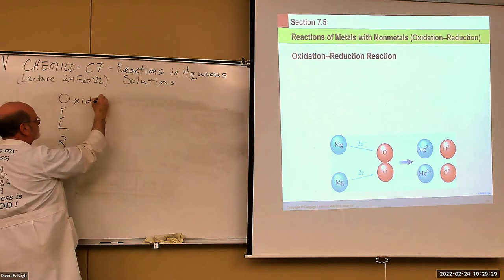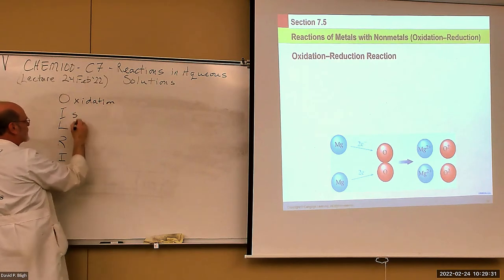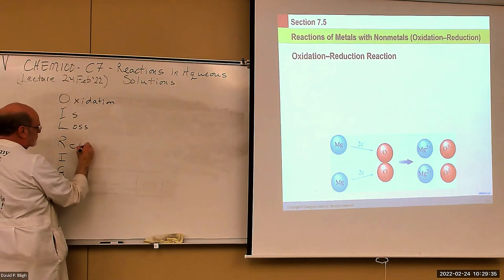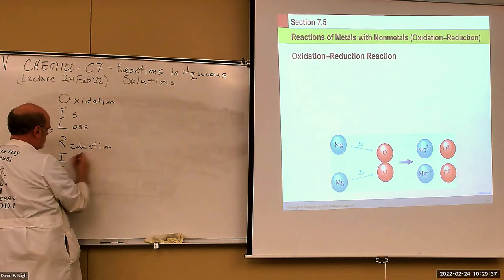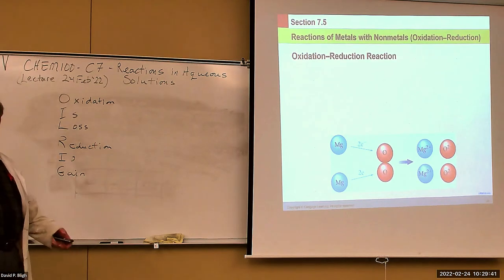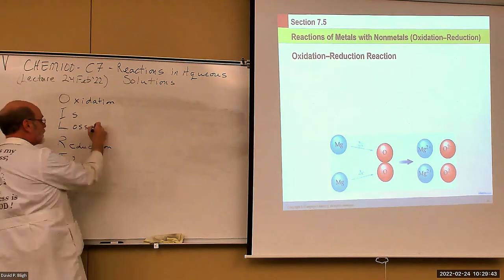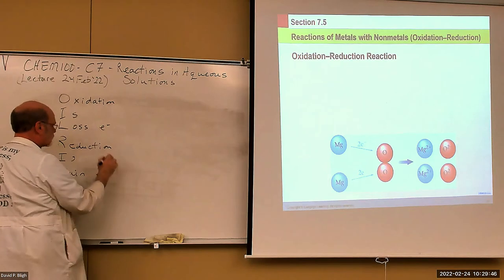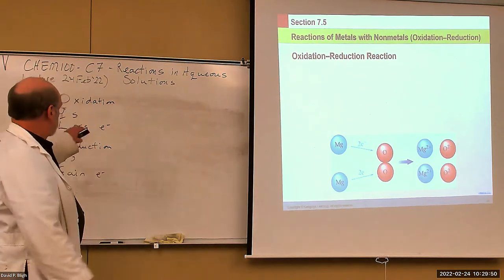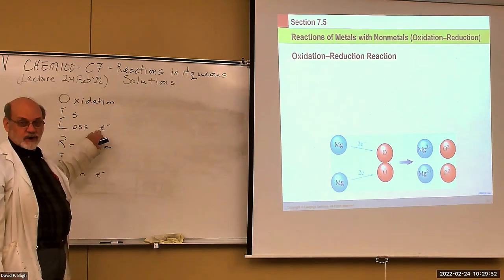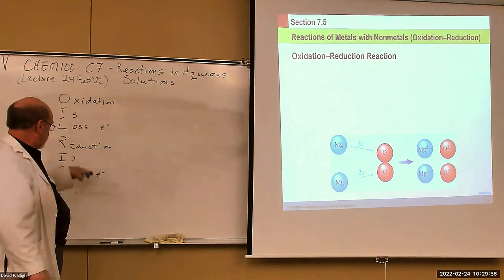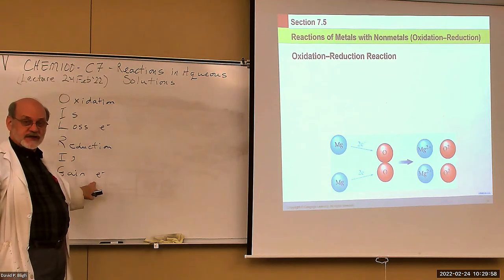Oxidation is loss. Reduction is gain. Well, loss of what, gain of what? Well, loss of electrons, gain of electrons. So when something loses one or more electrons, we say it's being oxidized. If it gains one or more electrons, we say it's being reduced.